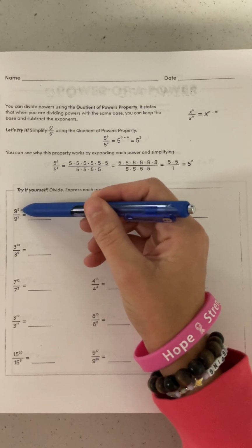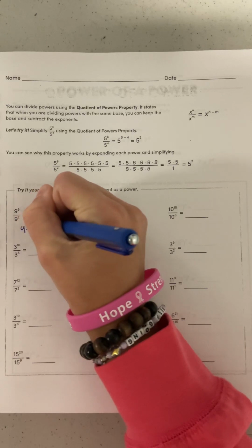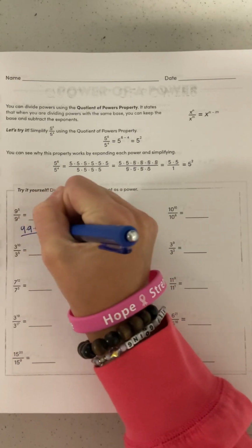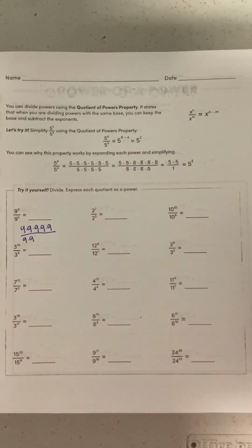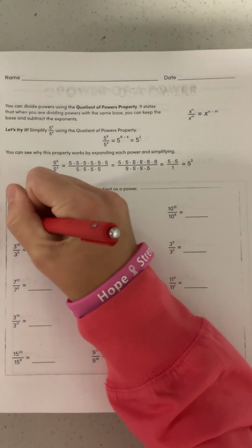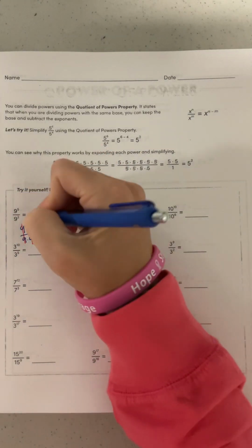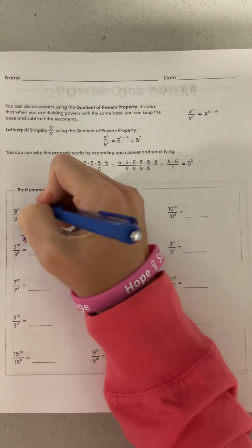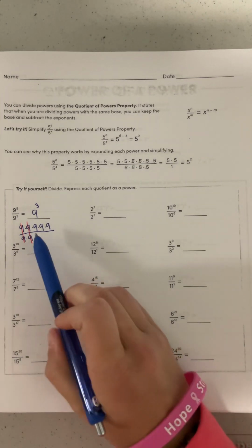So looking here, 9 to the 5th is on top. So that would be the number 9 written out 5 times. On the bottom is 9 to the 2nd. So that's written out 2 times. And then we're going to cancel out a top and a bottom number. And we can see that we have 3 9s left over. So 9 is our base number, and 3 becomes our new exponent because that is how many 9s are not canceled out.